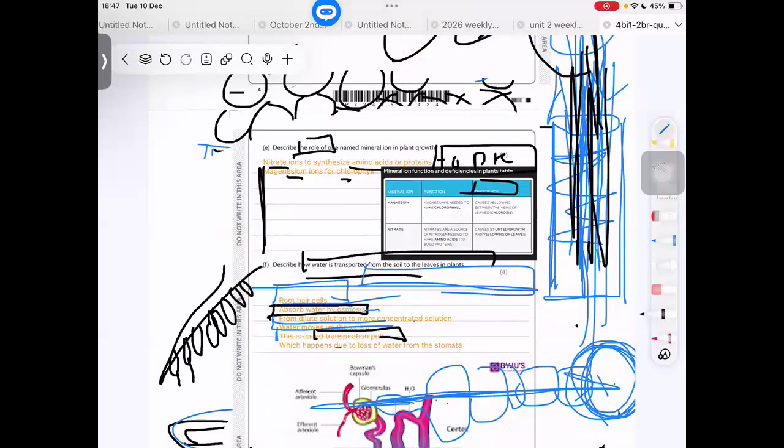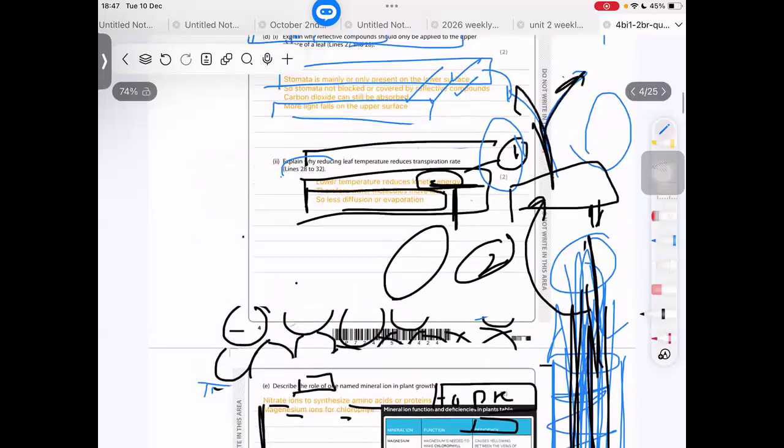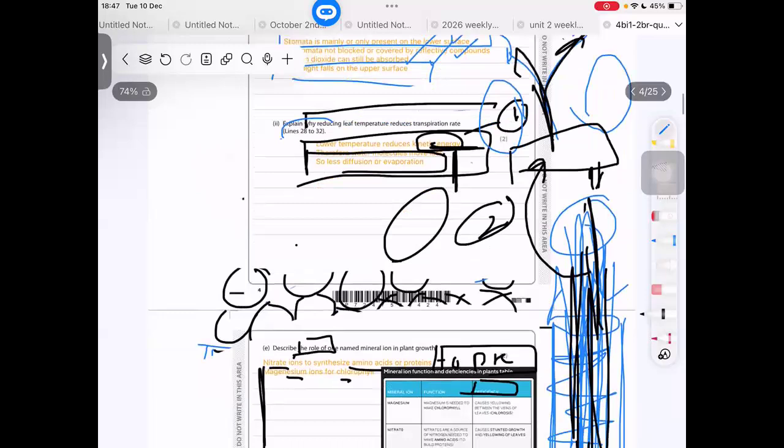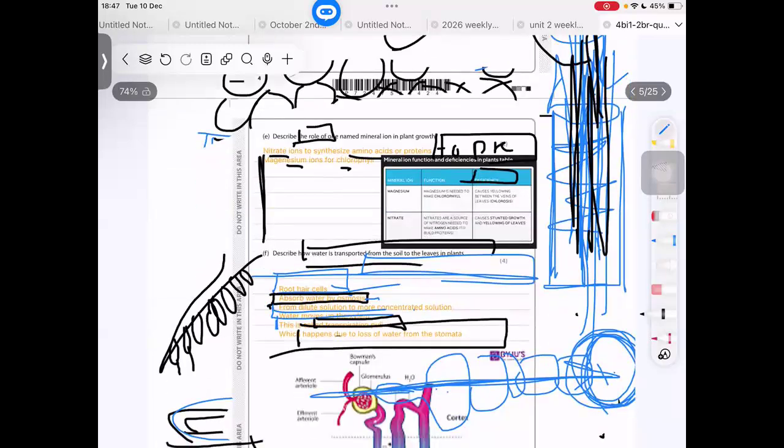And also this happens due to loss of water. You need to mention why this happens as well. Transpiration pull happens due to what? Due to the loss of water from the stomata, right? So if you have written any of the points which are given over here, you get 4 marks for that, right? Let's move on to the next question.